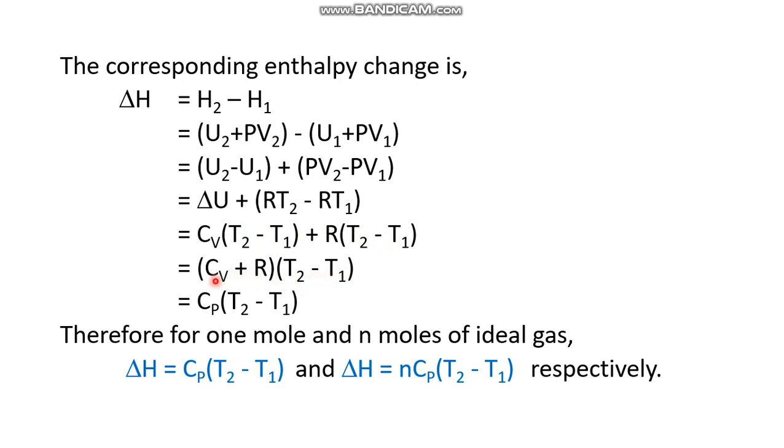But we know Cp minus Cv equals R, therefore Cv plus R equals Cp. So Cp into T2 minus T1. So the expression of delta H is Cp into T2 minus T1 for 1 mole, and for n moles it is nCp into T2 minus T1.